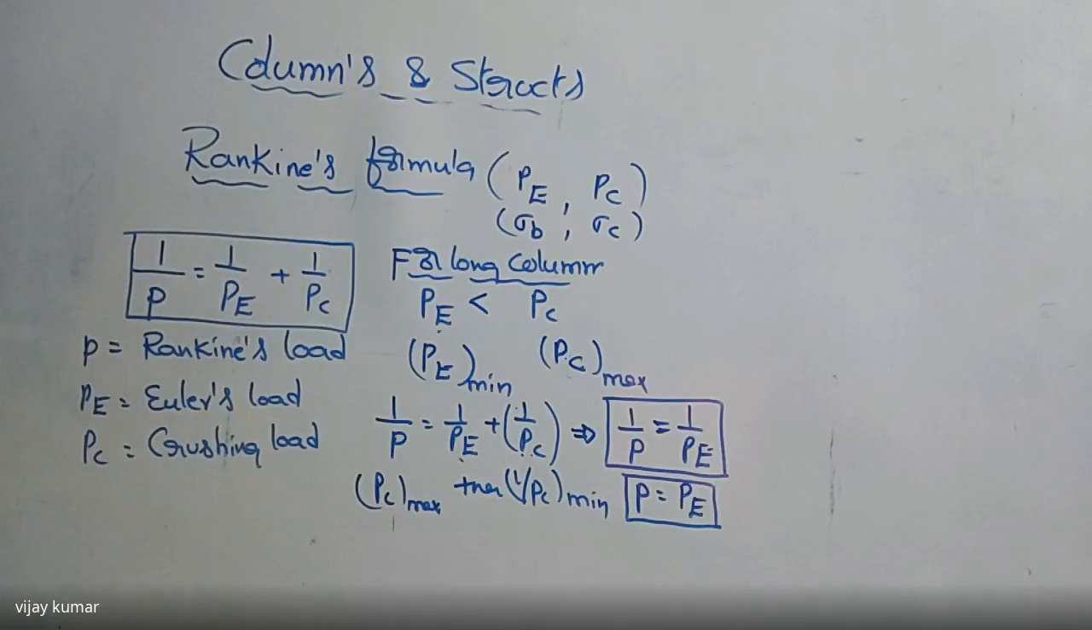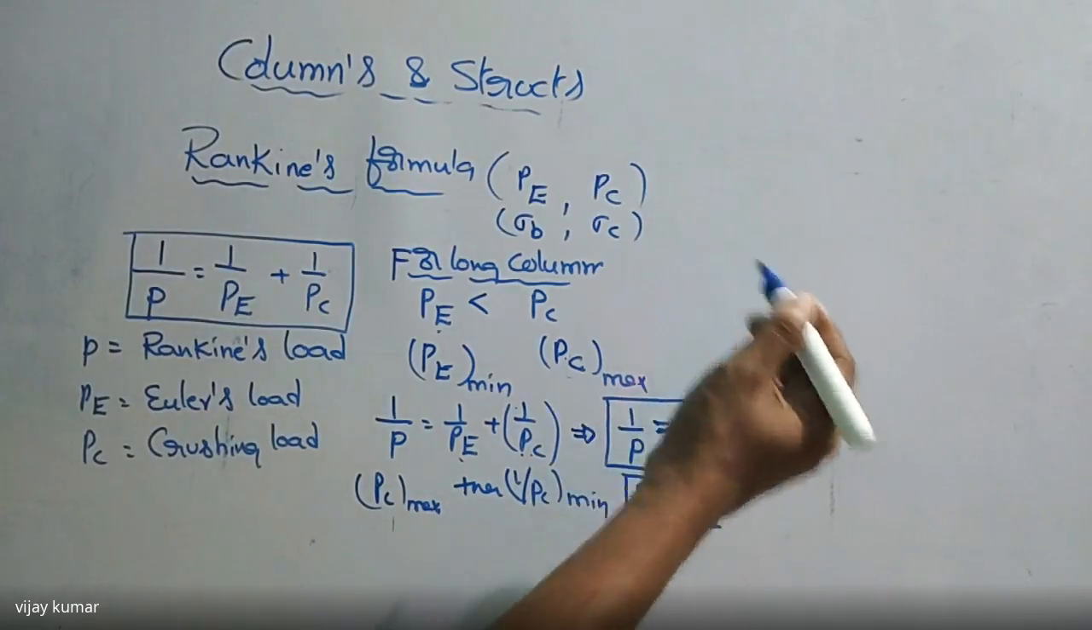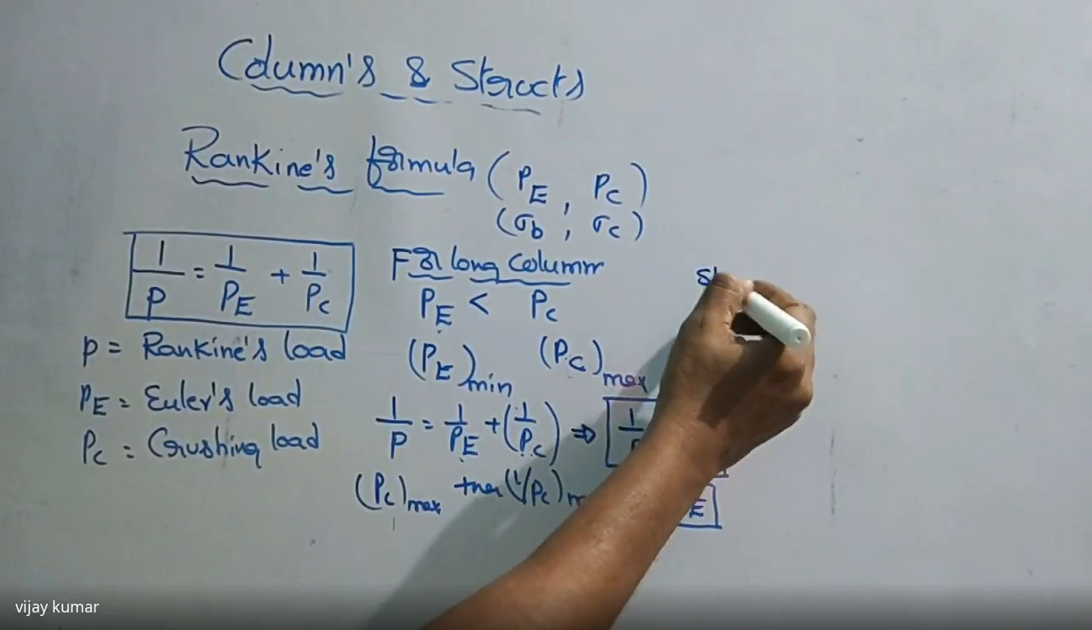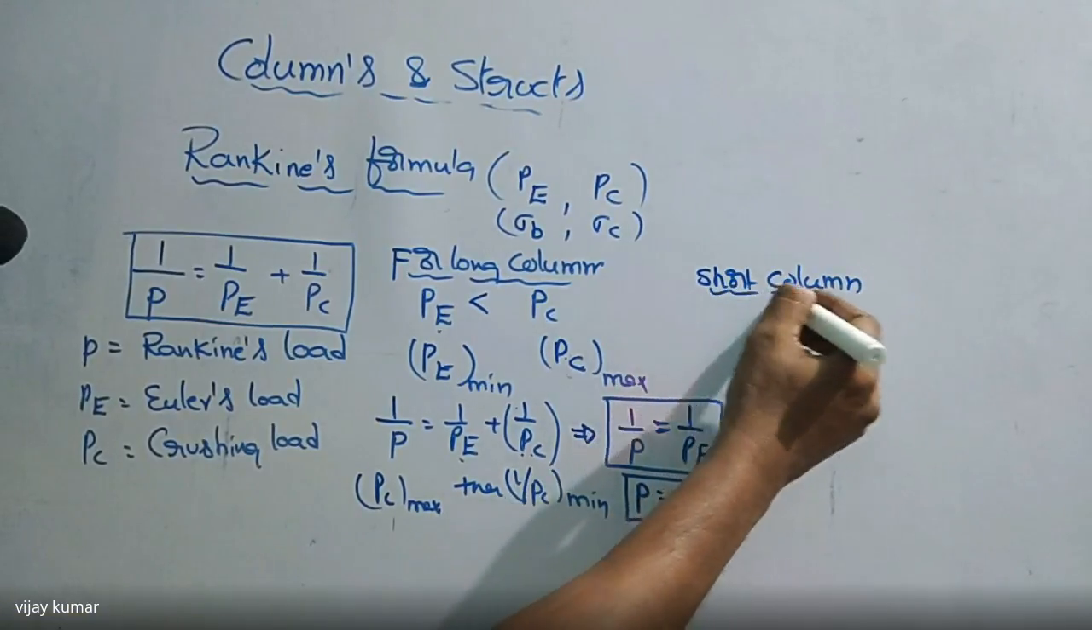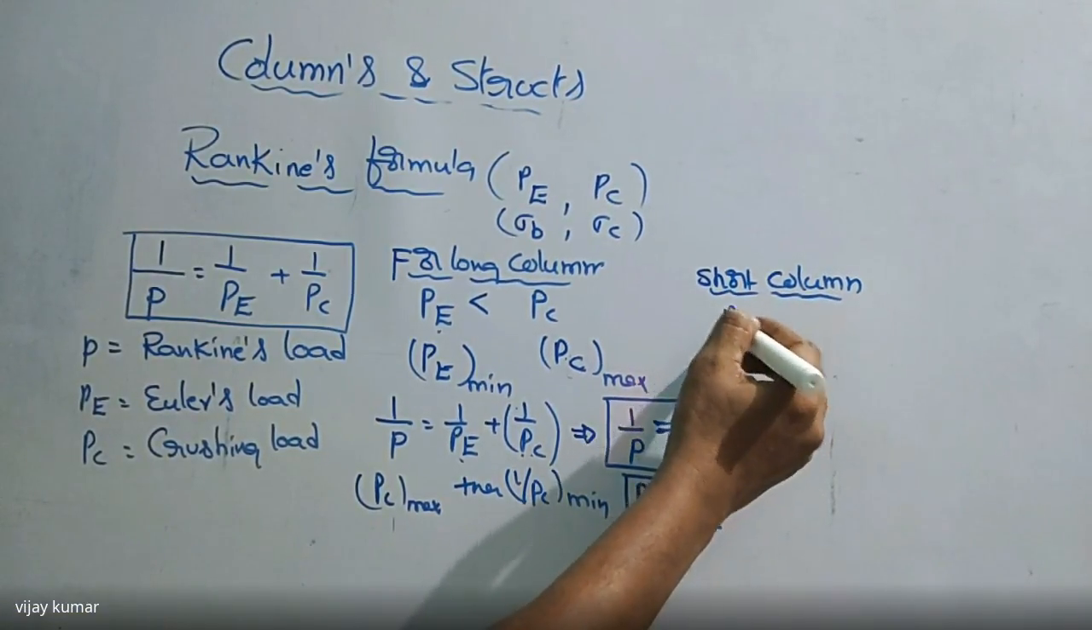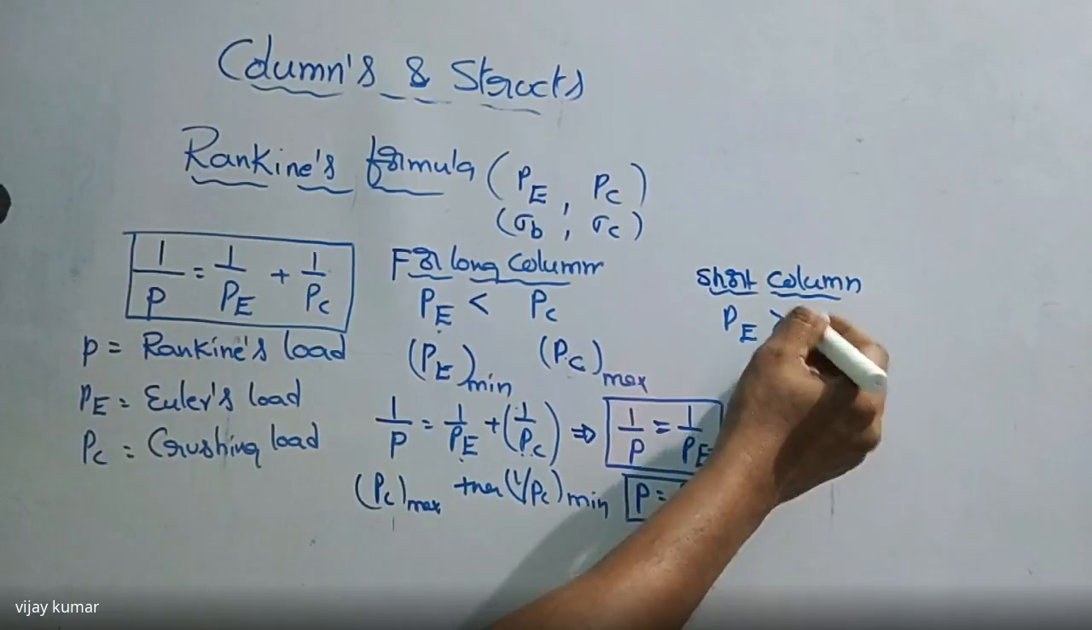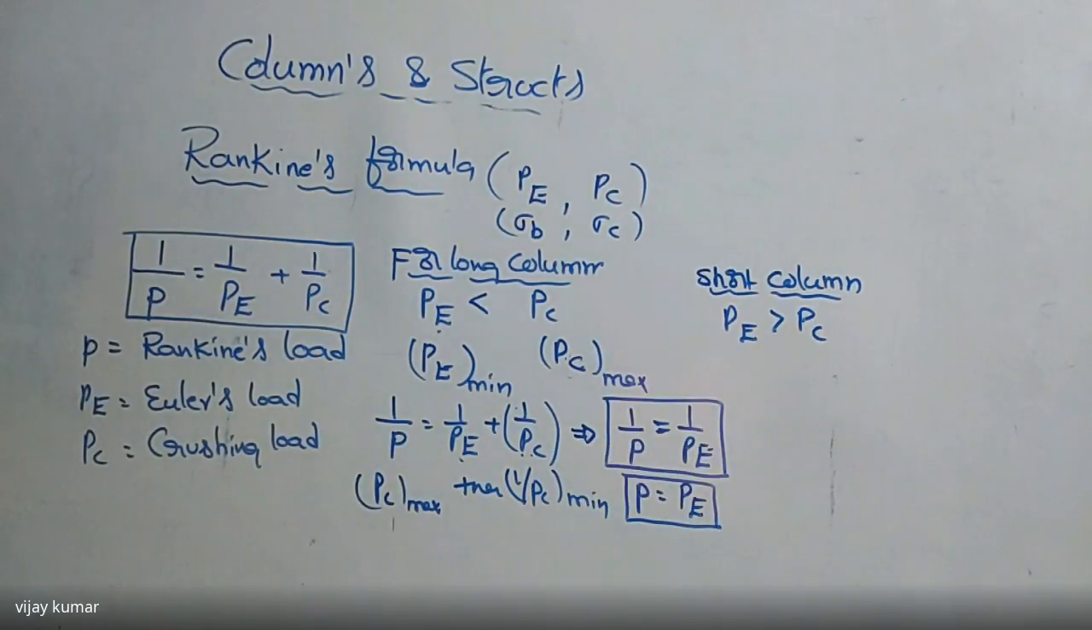Okay, now what about the short column here? If you take a short column, PE is always greater than PC. That is, the short column always fails under crushing.